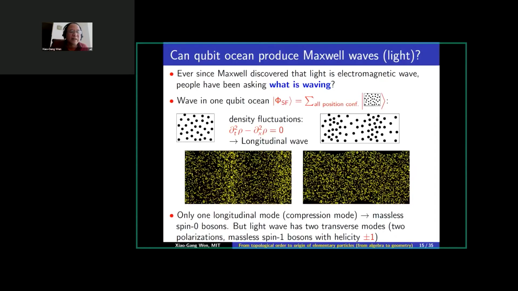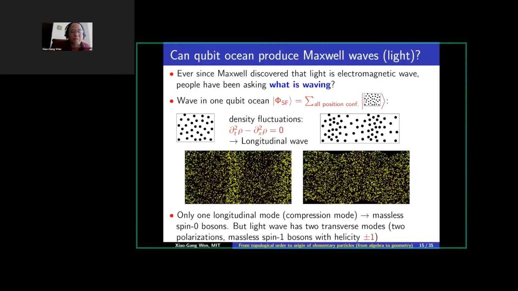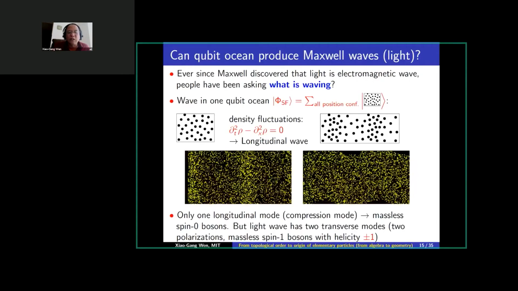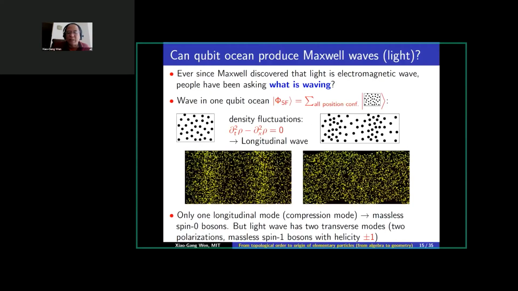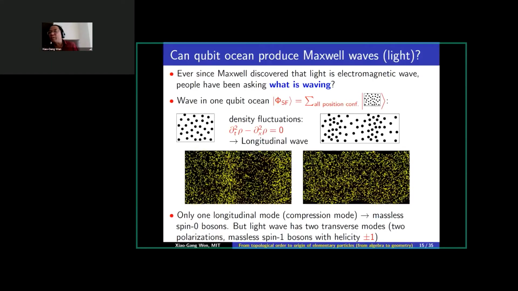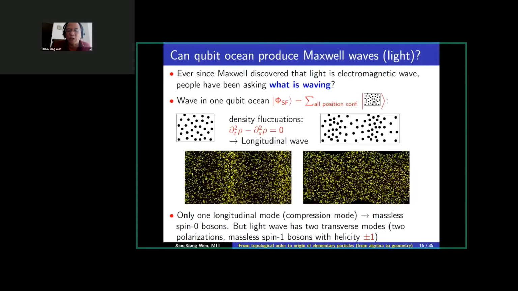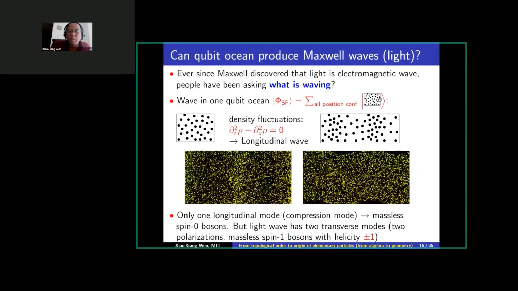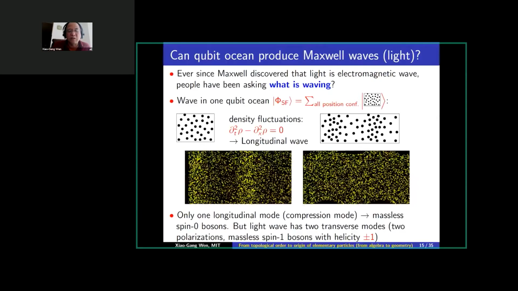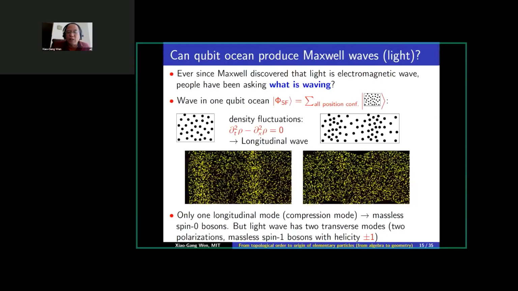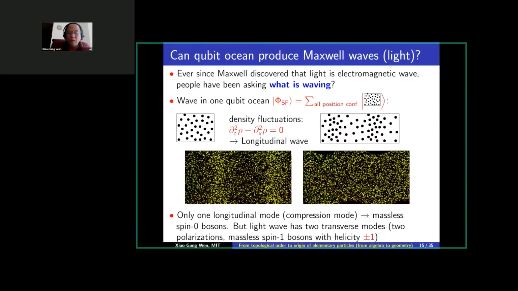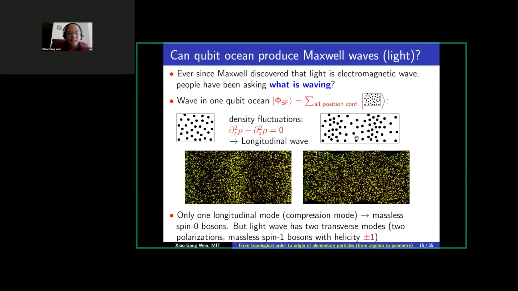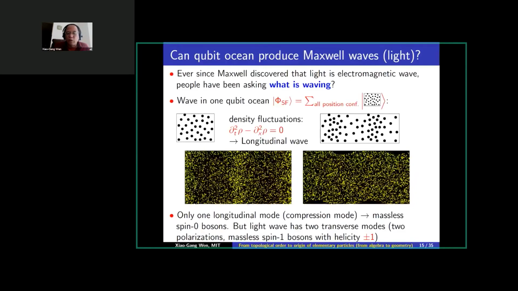Then what is the wave in the qubit ocean? In this qubit ocean, the boson gas is described by some kind of quantum state, which I will describe in more detail in a moment. It is a superposition of all positions of the particles. So one of the quantum states, the so-called many-body state, is a superposition of all the particle configurations. Now what is the collective excitation? The collective excitation is just a density wave. Somewhere we have more particles, elsewhere we have fewer particles. And this density wave is a wave in this particular qubit ocean.